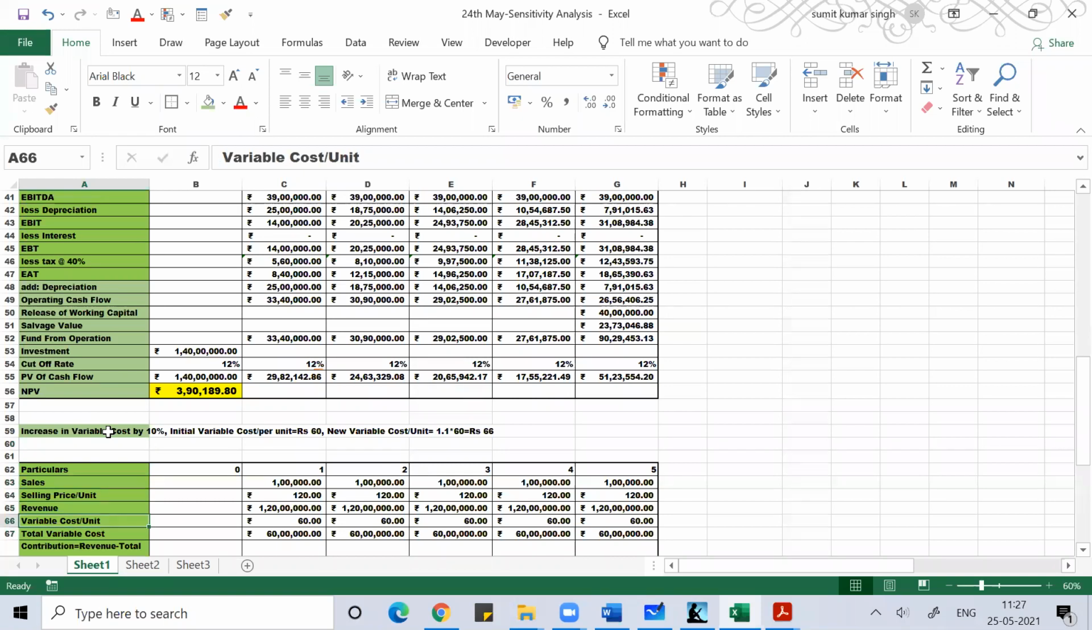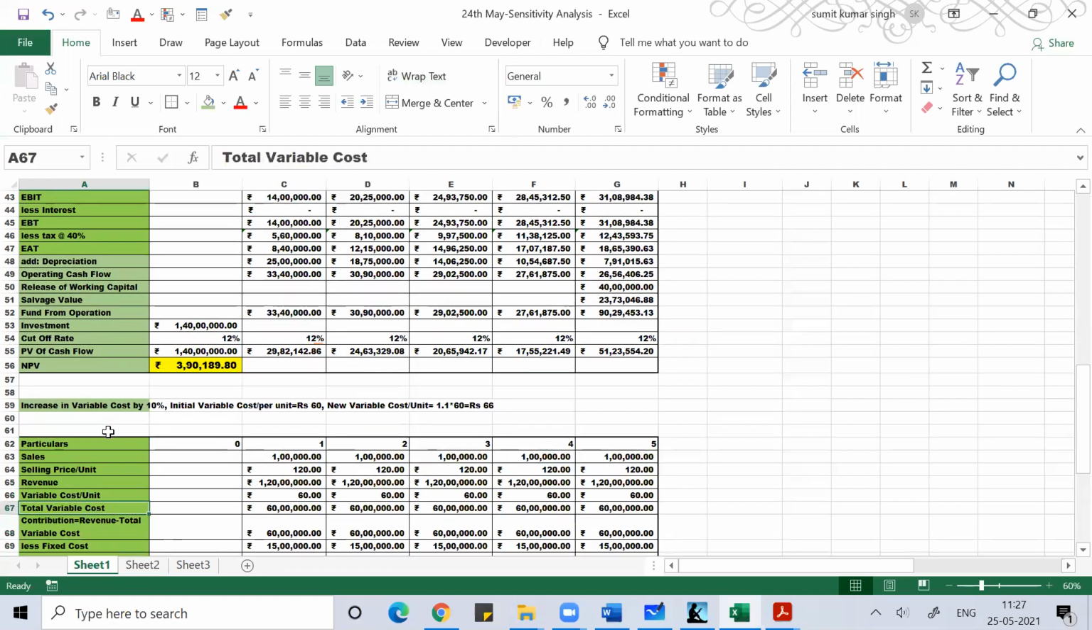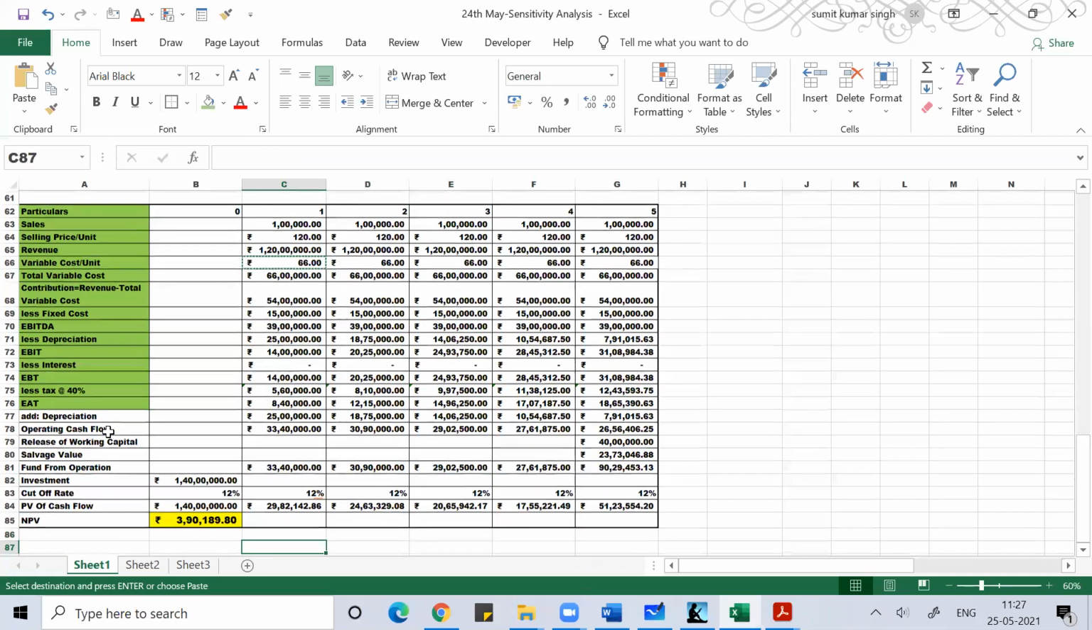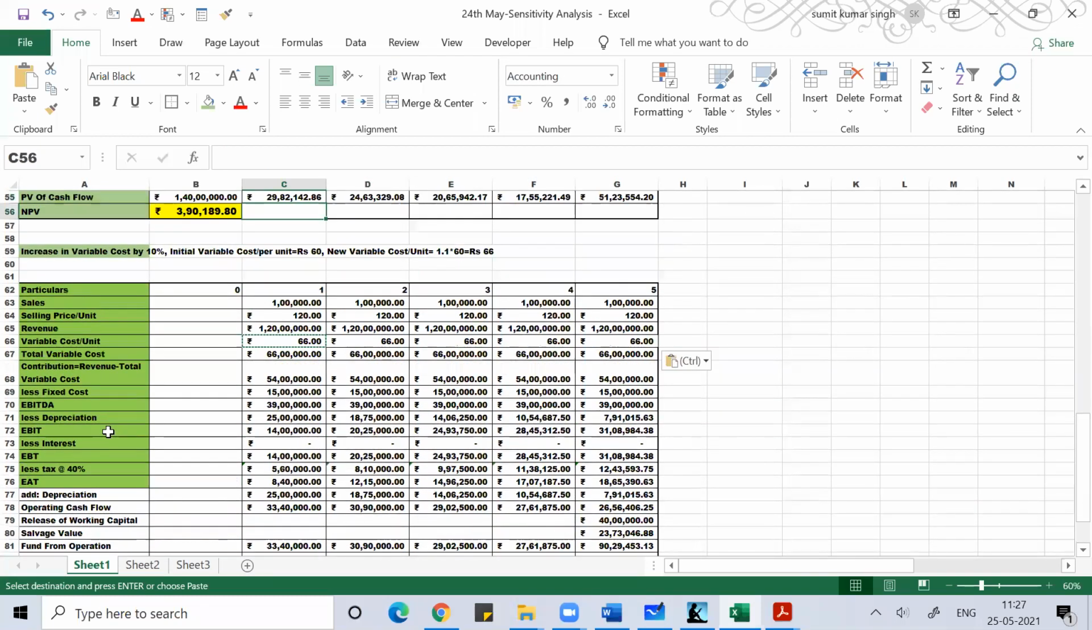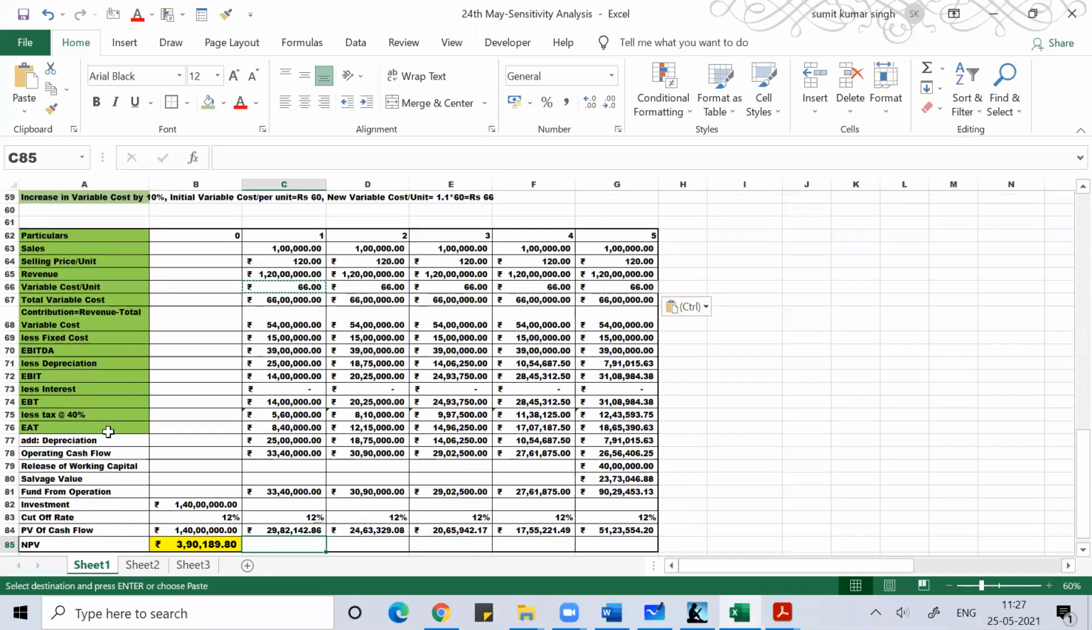Now, no change in selling price. Variable cost per unit, I'll change it to 66. Then I'll see my NPV. This is sensitivity analysis. So I don't have to repeat my steps again and again. I'm just copying, changing the main variable, and automatically my answer gets changed.